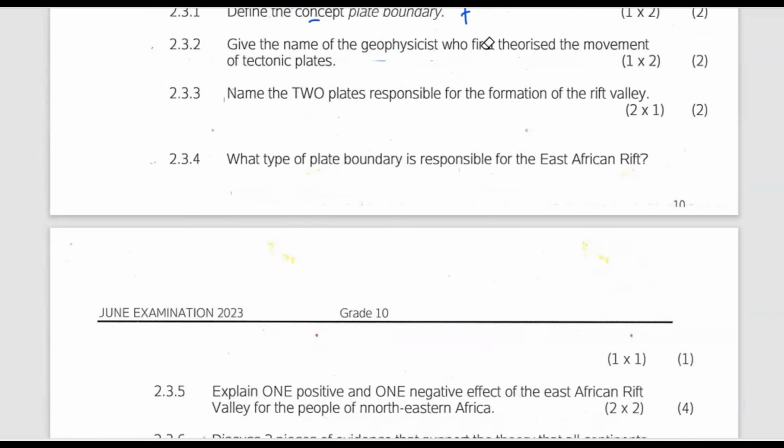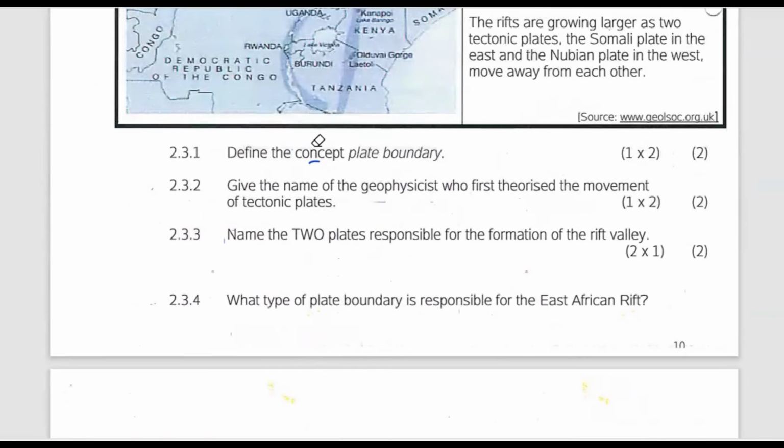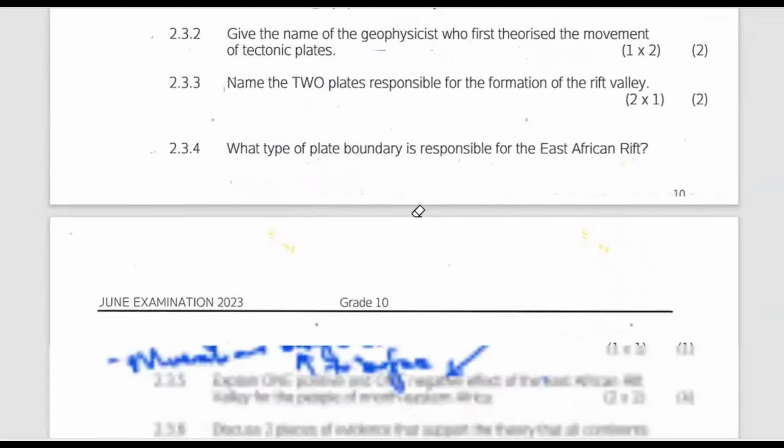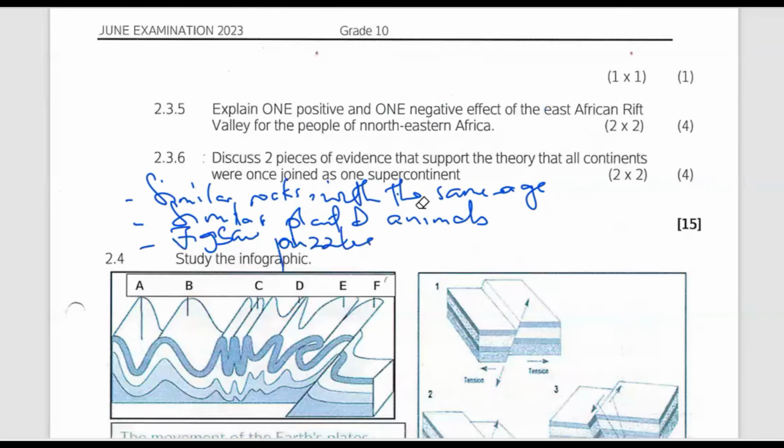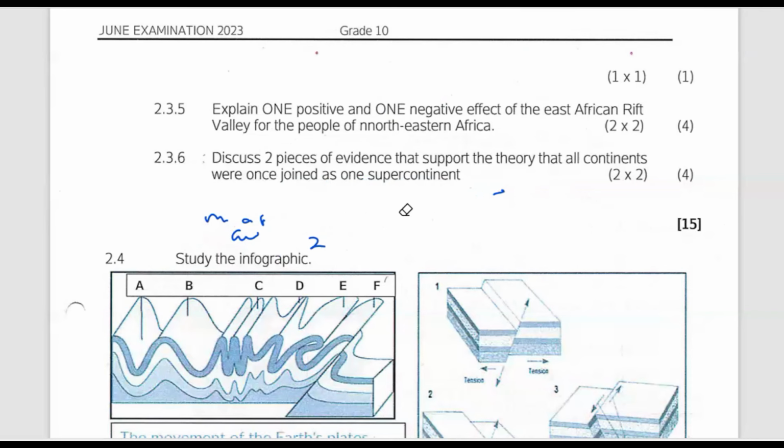But initially, according to the geographical argument by the geophysicist Alfred Wegener, the continents were once joined as one supercontinent. Right. Then we move on to the next question.